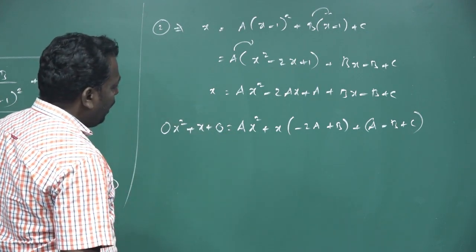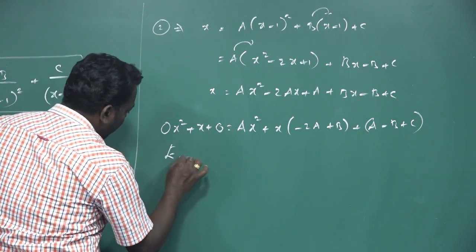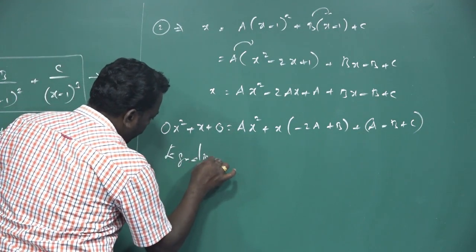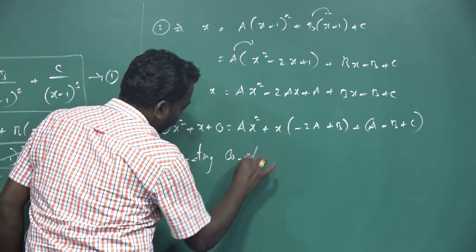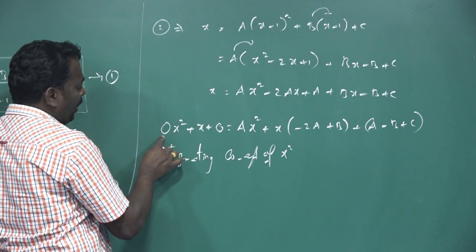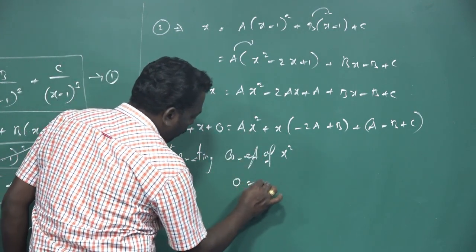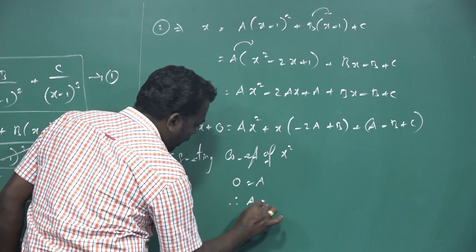Now equating the coefficient of x square term on both sides. What is the coefficient of x square term? Left hand side equation 0. The right hand side equation is a. Therefore 0 is equal to a. Therefore a equal to 0.